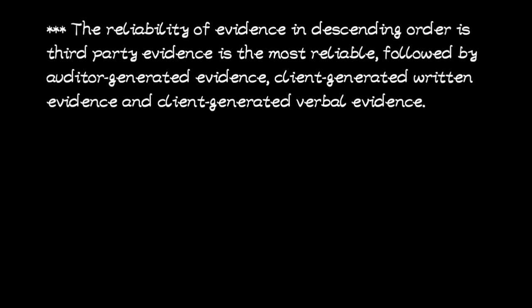Let's note this one, the reliability of evidence in a descending order, like from the most reliable to the less reliable. The first one is third-party evidence is the most reliable, followed by auditor-generated evidence, then followed by client-generated written evidence, and then client-generated verbal evidence. So that's the order of the reliability of audit evidence from the most reliable. And that is all about audit evidence.